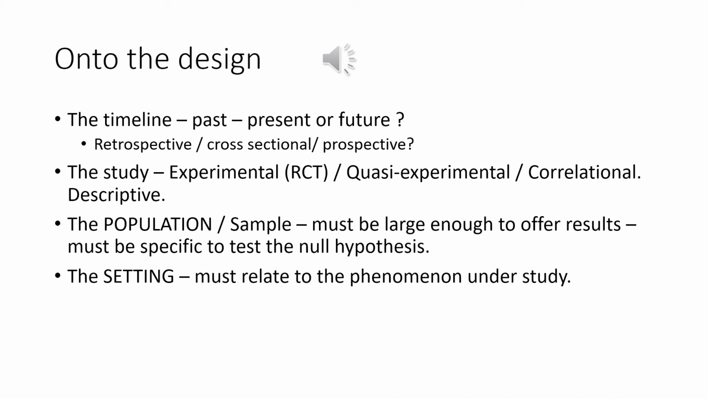So the next phase when you're doing a quantitative research piece is just to start thinking about the design, and what you're looking at first of all is what sort of timeline are you looking at? Are we going to look from a retrospective design, so something that brings data in from the past, something that's prospective, something that might well be an intention to collect data in the future, or something more cross-sectional, so something that's analysing real-time data in the present?